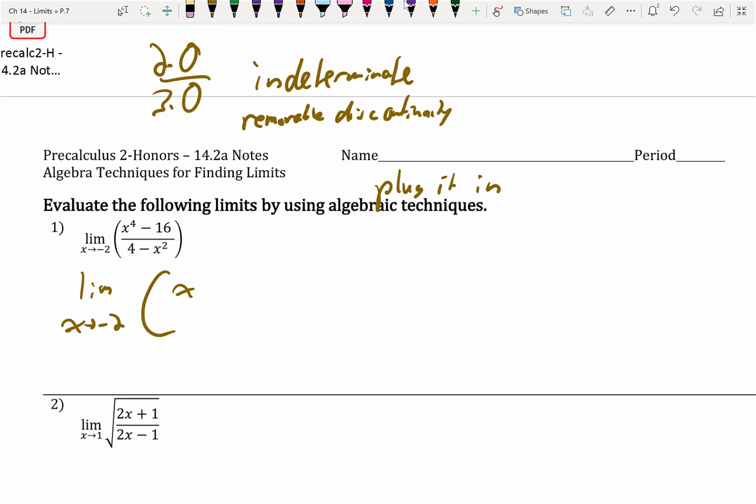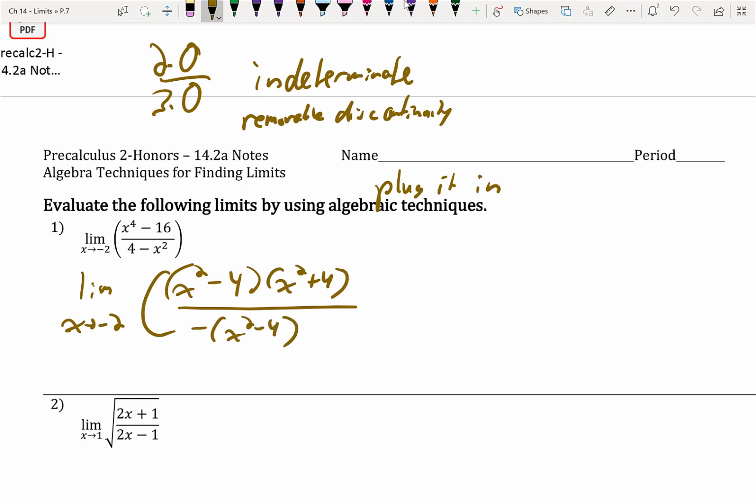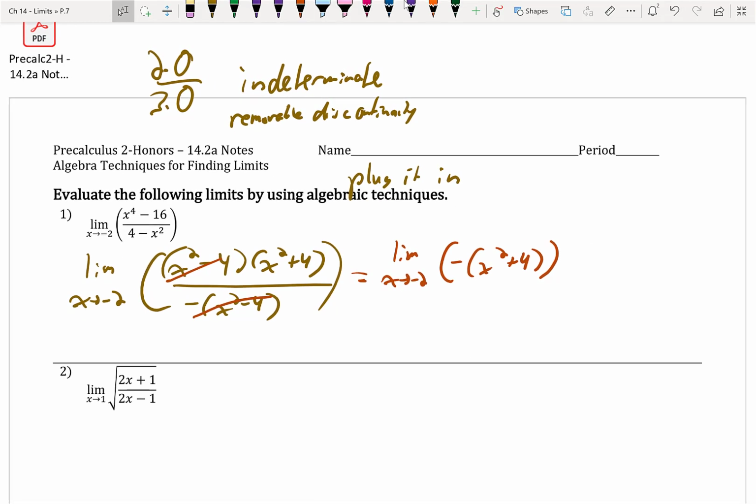X to the 4th minus 16 factors into x squared minus 4 times x squared plus 4 over, isn't 4 minus x squared the same as negative x squared minus 4? And knowing that I can factor that out, you're now going to get the limit as x approaches negative 2 of negative x squared plus 4. Can you substitute negative 2 in now? You can. And you get negative 8.